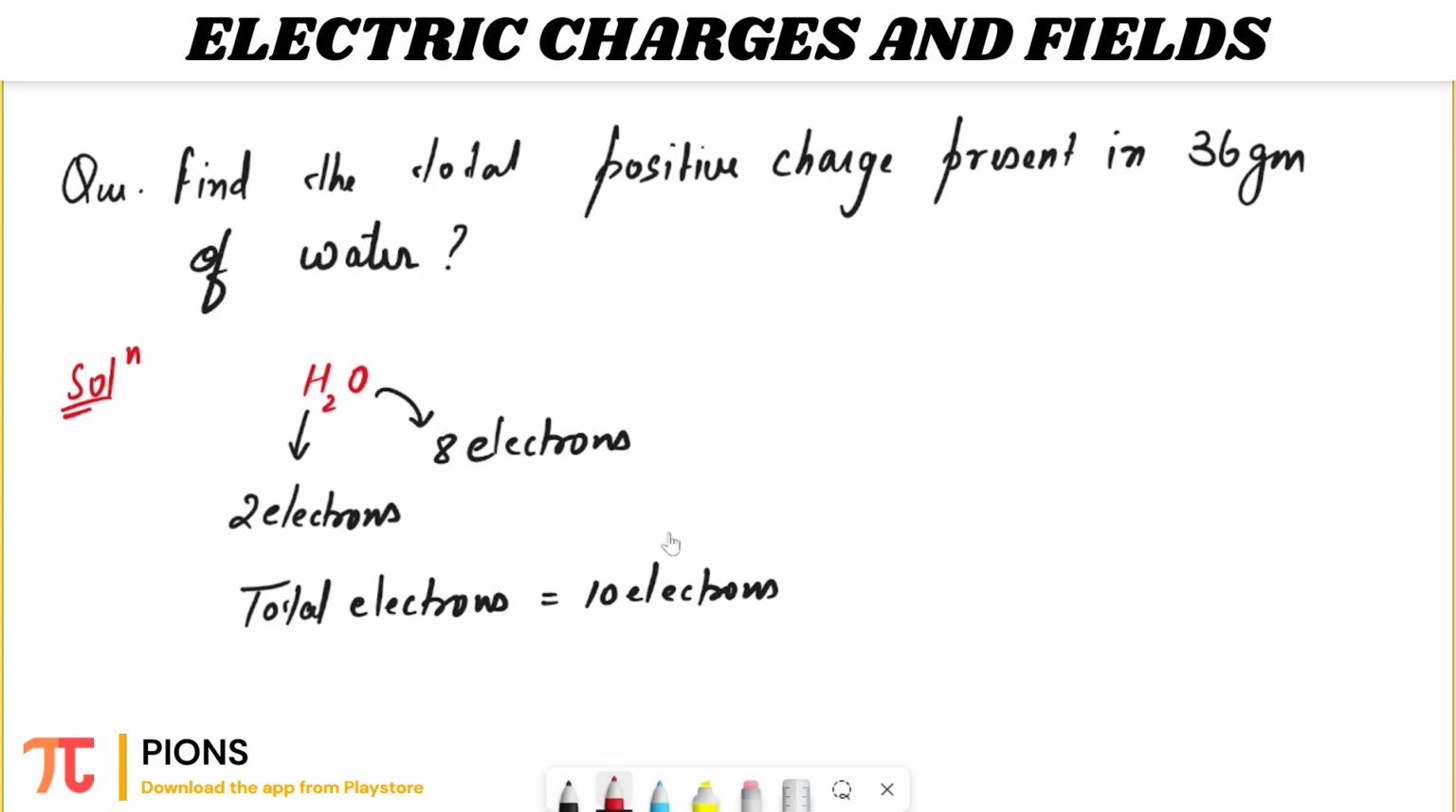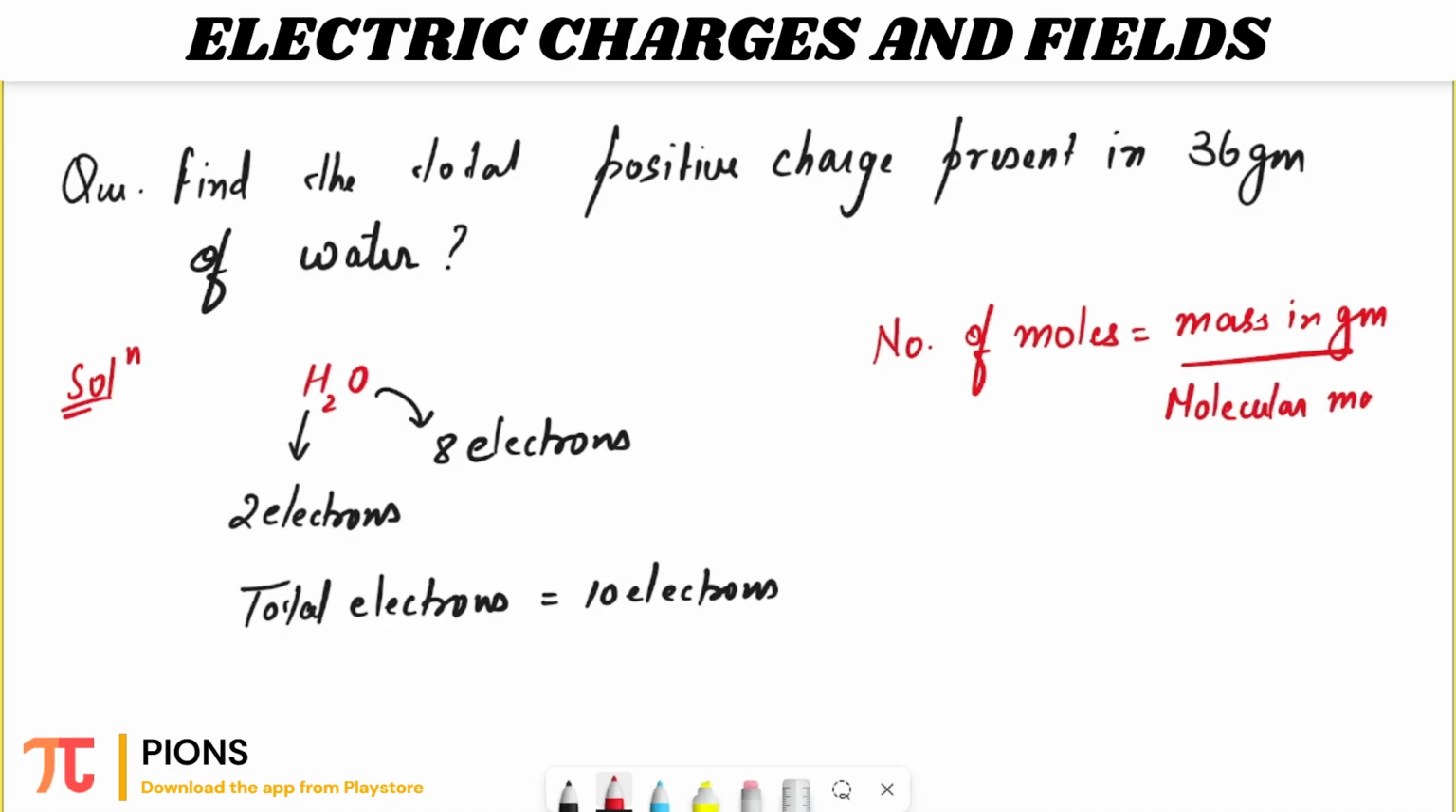To find molecules, we need a concept from chemistry, that is number of moles. The number of moles is mass in grams over molecular mass. Sir, is the number of moles equal to the number of molecules? No, be very careful with that. That's not equal. Number of moles will have a specific number of molecules, which we will see later on.